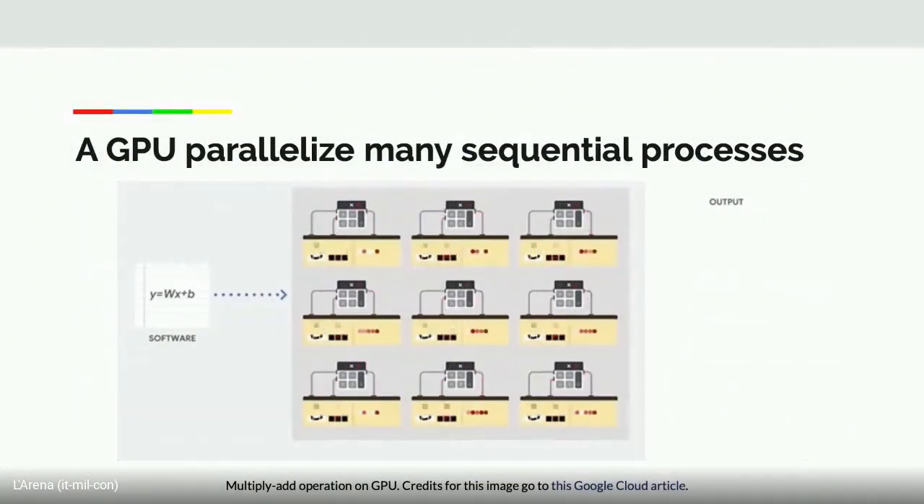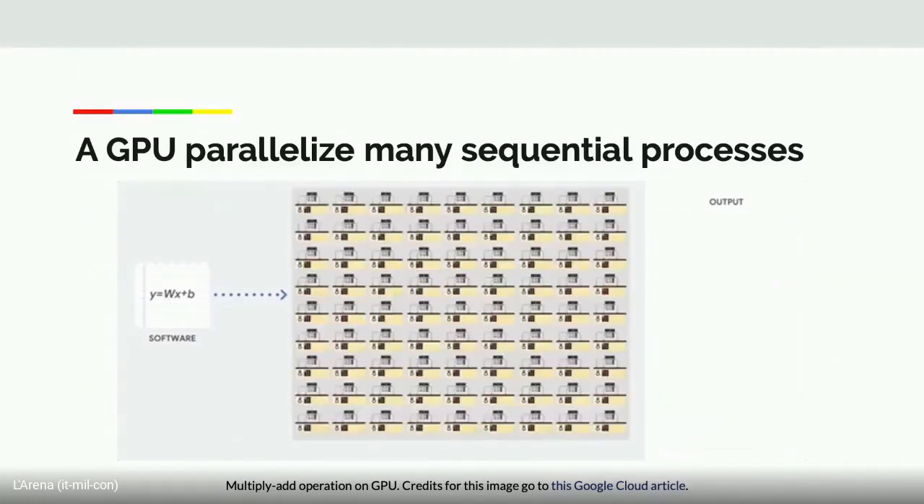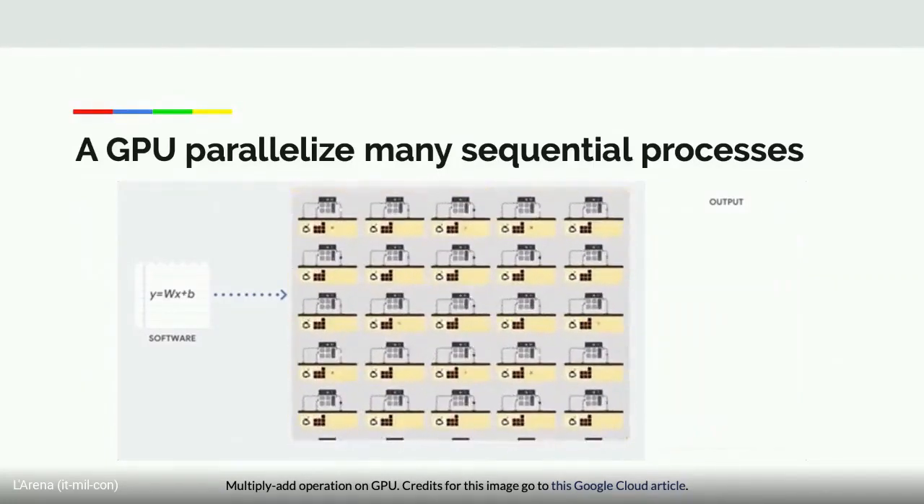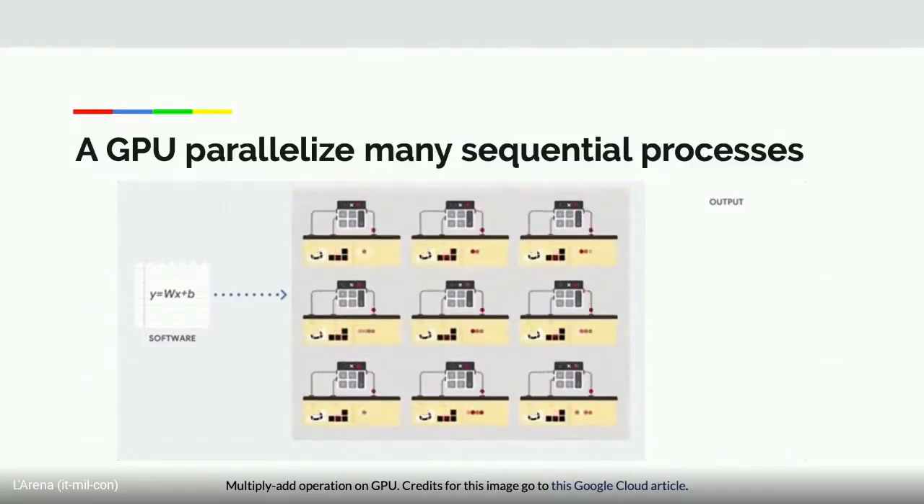A GPU is actually parallelizing the same kind of sequential operation. So you can do more of the same at the same time, okay? And this is why GPUs are so nice, because you can put stuff on a GPU and you get quite a speed boost.